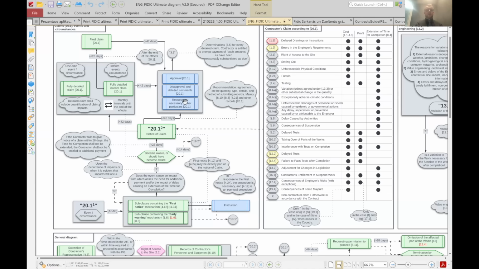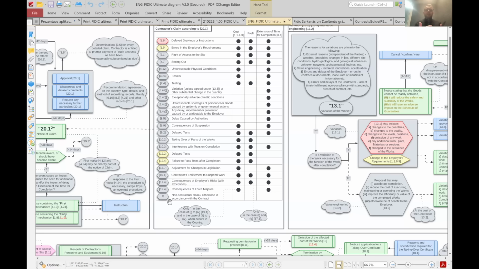So the next thing is the list of the subclauses which a contractor can be using for the claim procedure. Okay, so all of these subclauses can lead to a claim. There are some kinds of risks that are written in the FIDIC contracts, and the risks that the contractor can use to claim a possible time, a possible cost, or a possible profit.